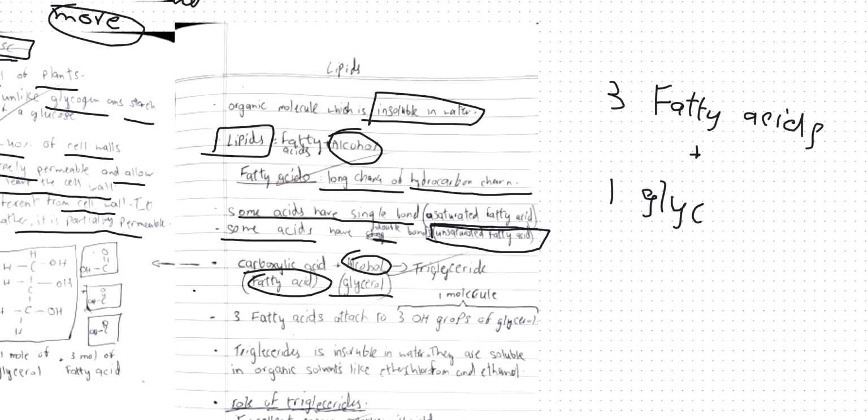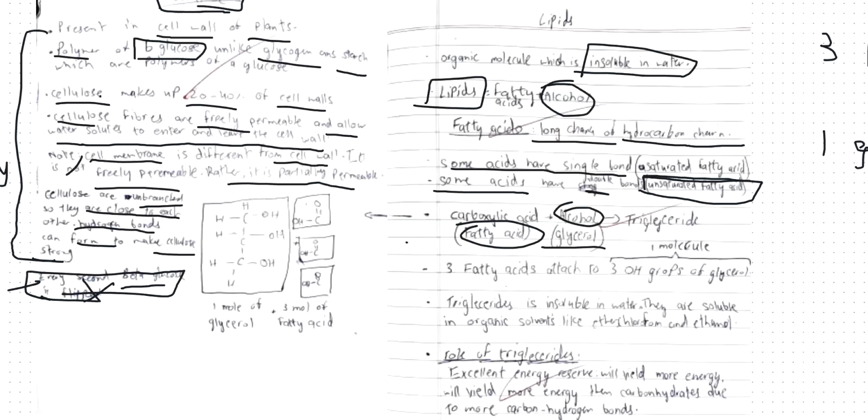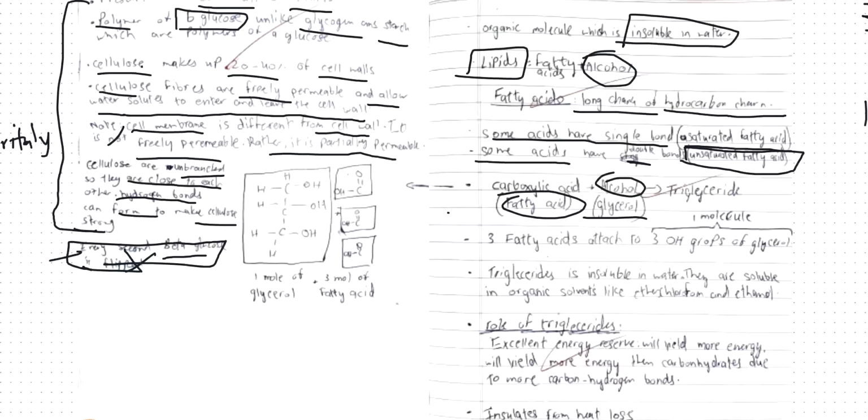And why are three fatty acids used? Because remember that glycerol has 3 OH groups, and only 1 OH group is found in a fatty acid. So one molecule of fatty acid has 1 OH, but glycerol has 3 OH groups. So when 3 of these fatty acids combine, these bonds will form. The OHs will combine together and they would release water.